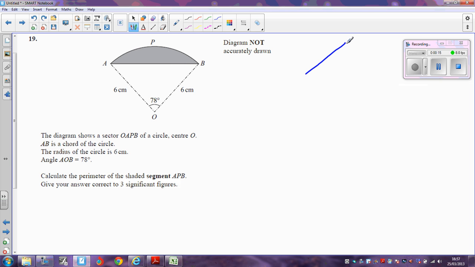To do that, I'm going to remind myself that if I have a sector of a circle, so if that's the center of a circle and it's part of a whole circle, if we know this angle here is theta and the radius is r, then the length of the arc, so that's the distance from there round to there, is going to be that angle theta divided by 360 multiplied by the circumference of the whole circle, which would be 2 pi r.